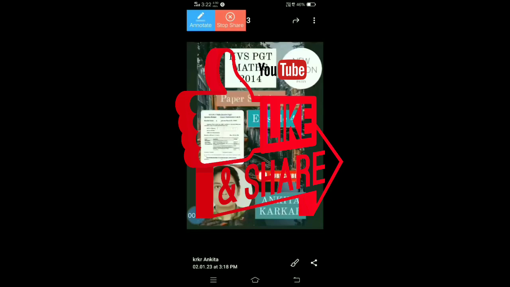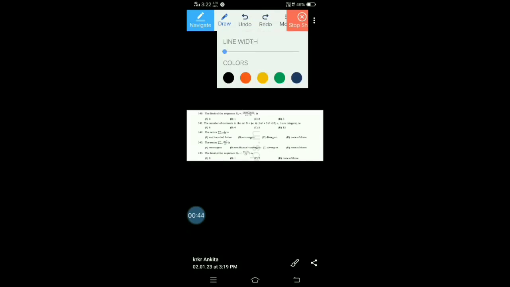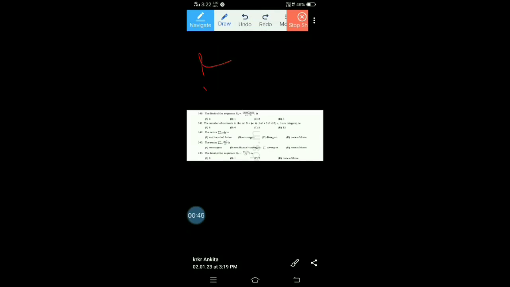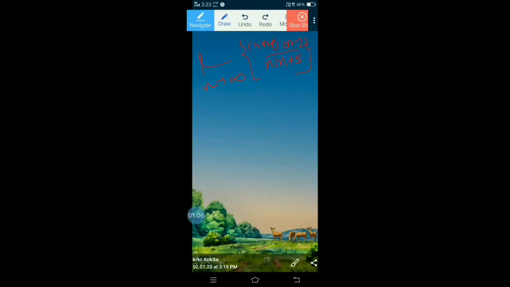So today we start with question number 140. The first question is the limit of the sequence, limit n tends to infinity of the given sequence Sn, where Sn is equal to (3n plus 1)(n minus 2) upon n into (n plus 3). This is the given sequence, so find this limit as n tends to infinity.